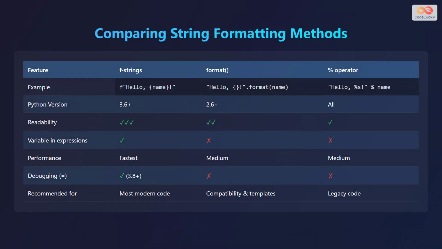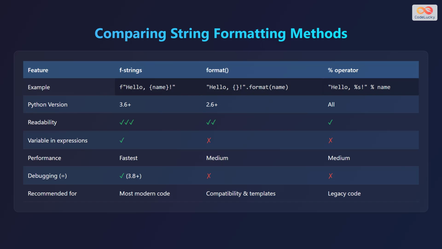Let's compare the string formatting methods in Python. We'll evaluate f-strings, the .format method, and the % operator across several features to help you choose the best approach for your needs. First, let's consider an example. F-strings use the syntax f"Hello {name}!". The .format method uses "Hello {}!".format(name). The % operator uses "Hello %s!" % name.